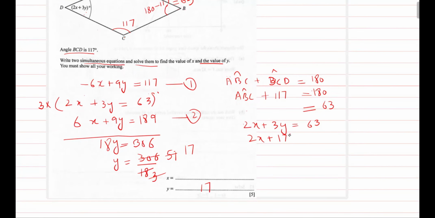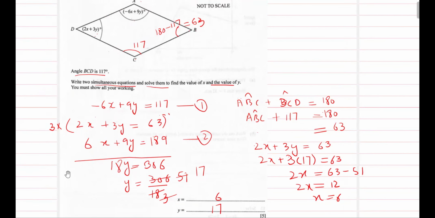And x will be found from 2x plus 3y equal to 63, and the y value here is 17. Therefore, we write 3 into 17 equal to 51, and this value 2x will be equal to 63 minus 51, and this is 2x equal to 12, x equal to 6. Therefore, the values of x and y are 6 and 17.